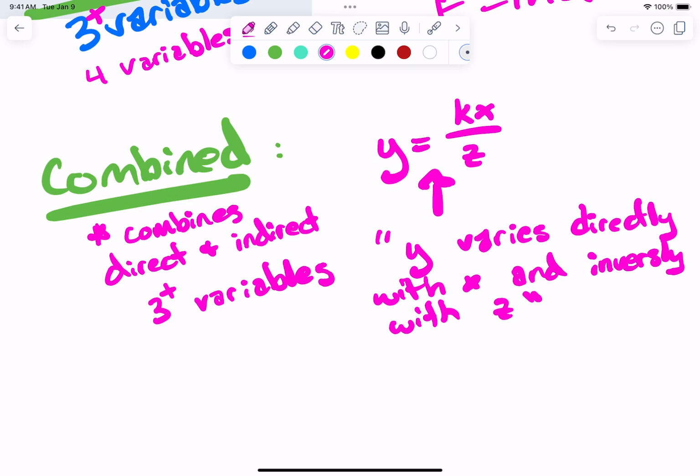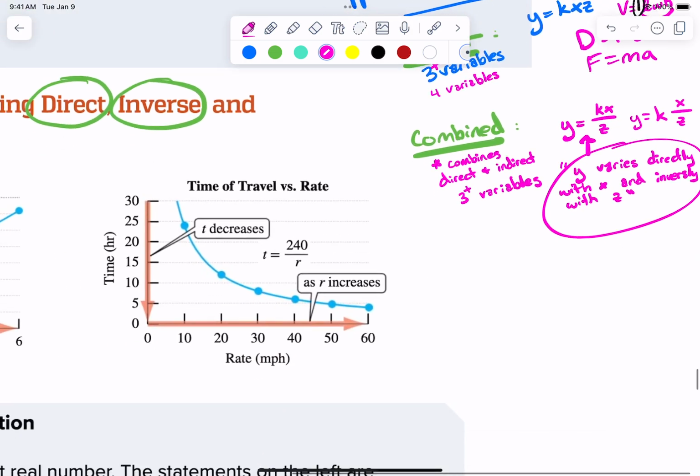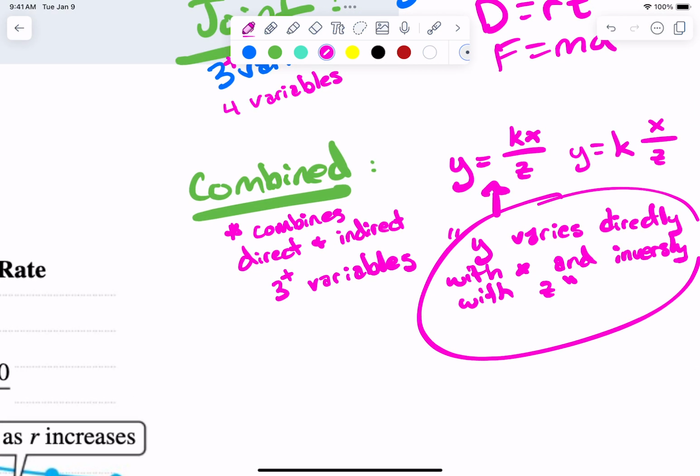Okay, y equals kx over z. K is your constant. K is always in the top. If you guys are used to writing it in physics, y equals kx over z, you could throw the k out in front. So your K is always either in the top or on the front of your combined variation. All right, but that's the verbiage that they will use for combined variation. All right, let's get rolling. Hang on, I gotta write that. Y is equal to KX over Z. Okay.